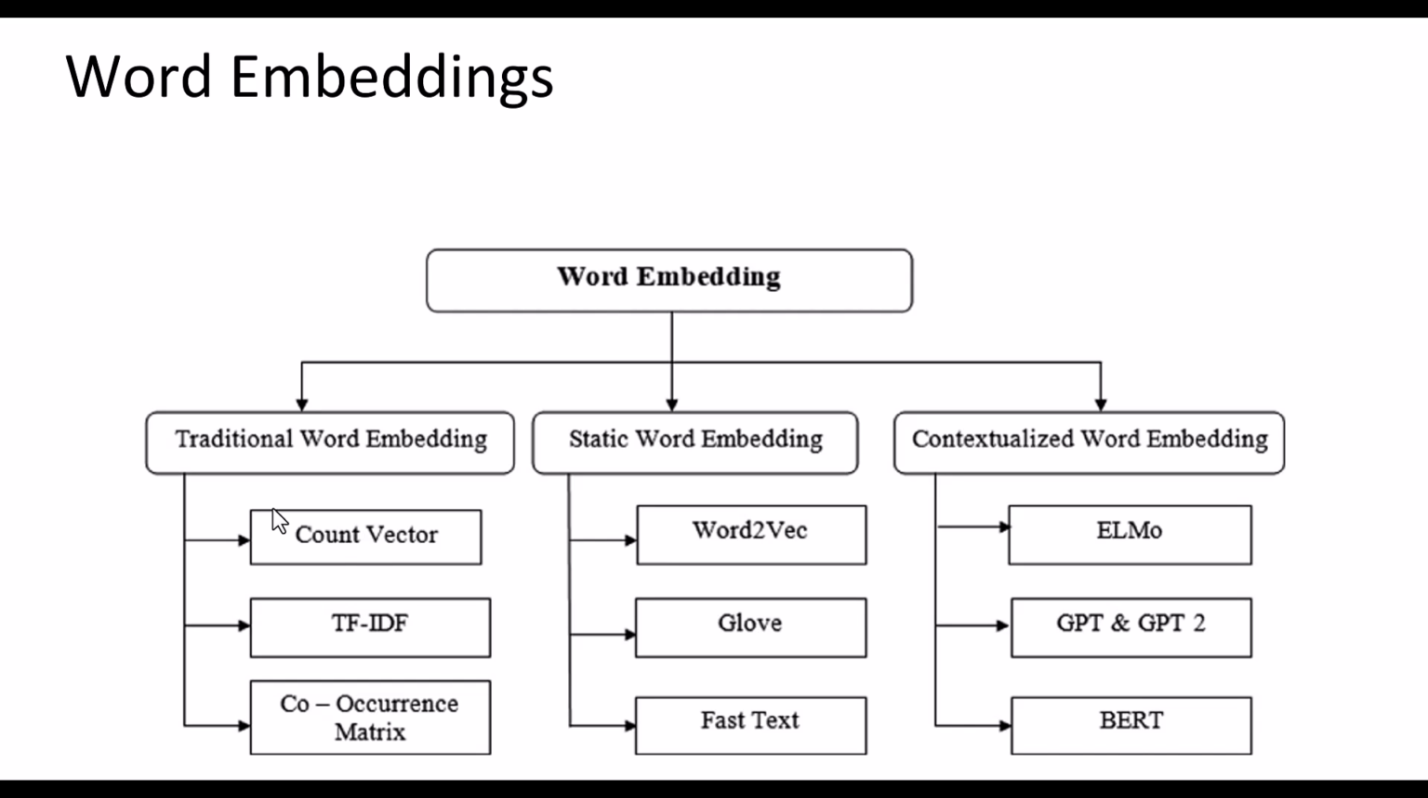Static word embedding techniques, without any context, or you can say non-contextualized word embeddings, are Word2Vec, GloVe vectors, and FastText. These are word embedding techniques. Then you have the context-based word embedding techniques, like we have ELMo, GPT, GPT-2, and BERT. So these are the context-based word embeddings.